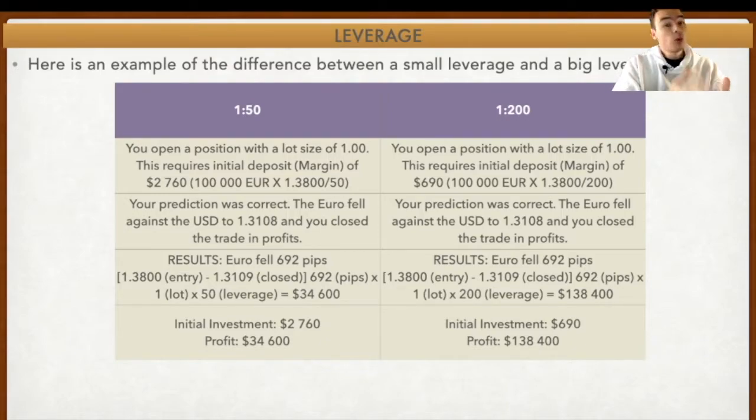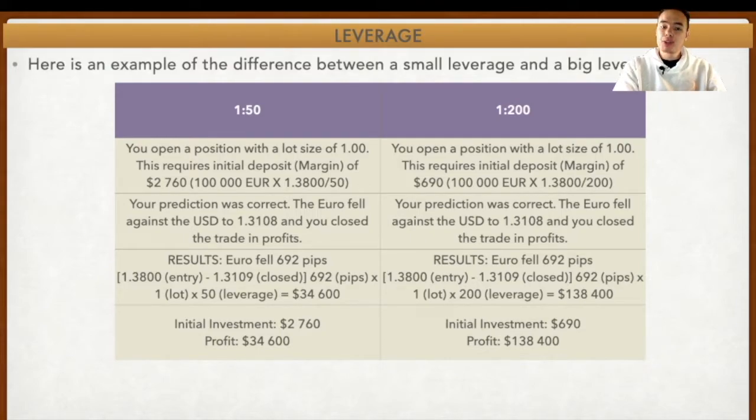Right, which is a lot of money. Okay, times it by whatever it is now, by 15 Rand, I think it is. Your prediction was correct. Okay, euro fell against the dollar, moved to 1.3108, and you close the trade in profits. So the result was you made 692 pips. Okay, that's a lot of pips. This is just an example.